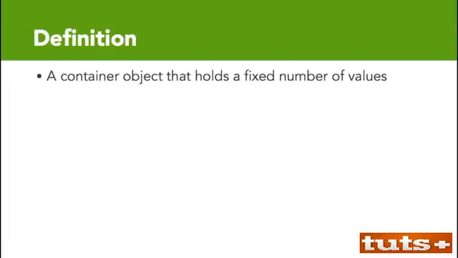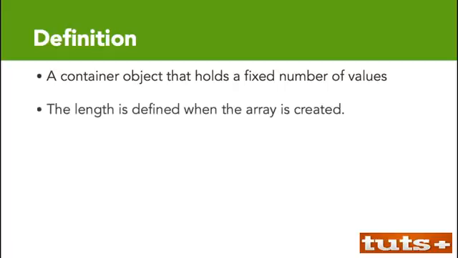At this point, you're probably already familiar with arrays, but let's go over some of the basics. An array is a container object that holds a fixed number of values of a single data type. The length of an array is established when the array is created. Once the array is created, the length cannot be changed.